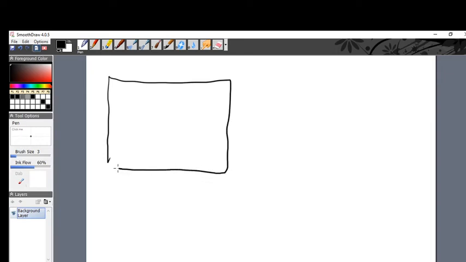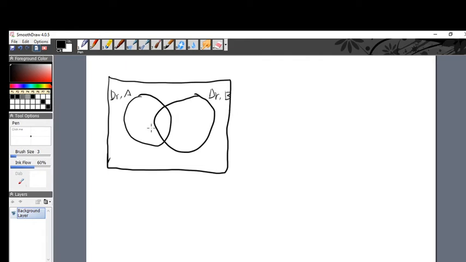Here's the big Venn diagram. Dr. A, it's 2 veterinarians working on animals in a zoo or whatever. Dr. A and Dr. B. Those are the 2 people. Dr. A worked on zebras, mice, cats. Okay. In the middle, we got dogs.